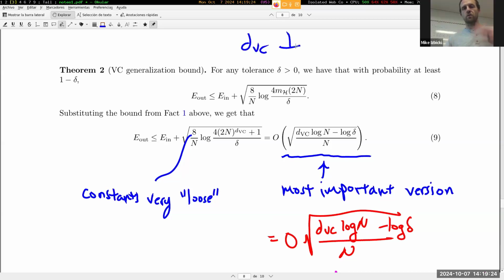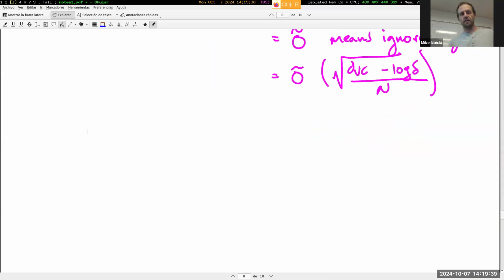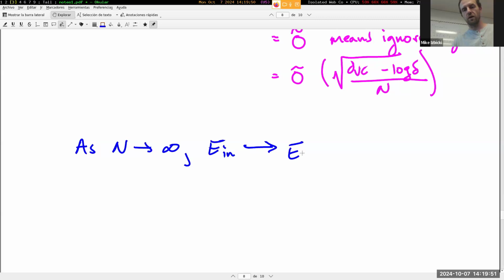DVC independent or orthogonal to the number of data points n means that as n goes to infinity, as we get an infinite amount of data, then our in-sample error converges to our out-of-sample error. So one of the very important implications of this theorem is that as n goes to infinity, our in-sample error converges to our out-of-sample error. And this is only true for hypothesis classes of finite VC dimension. Only true if DVC is finite.